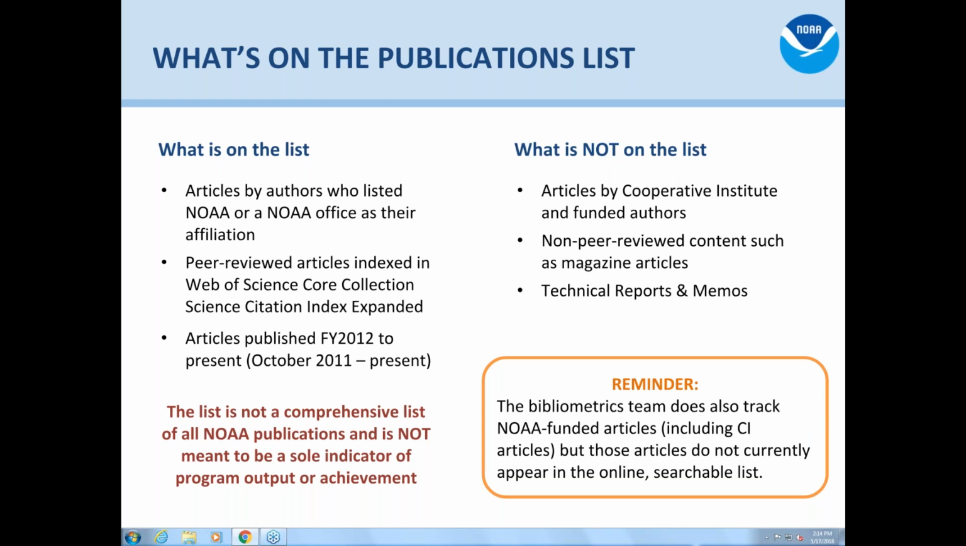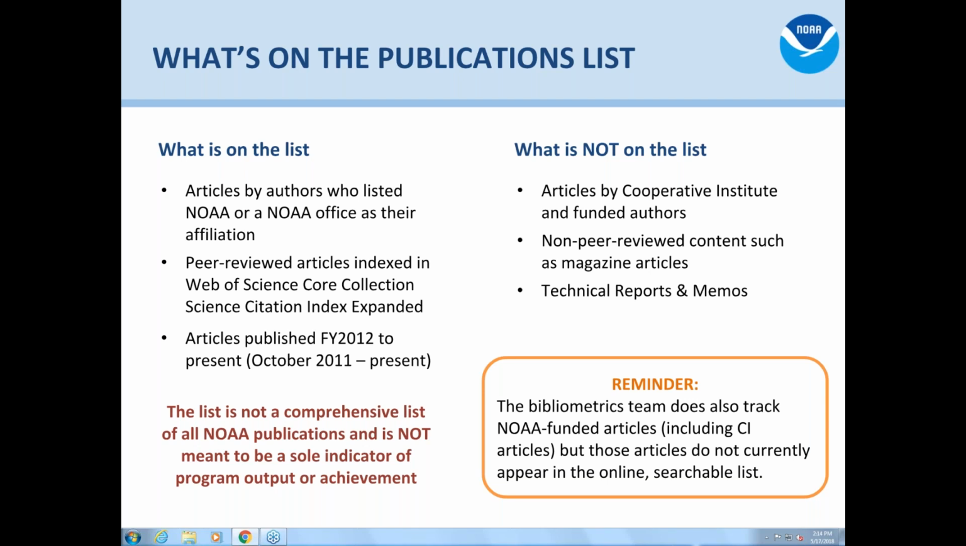So just because you don't see your article yet in the list doesn't mean it won't appear eventually. There is that delay. There's also a really big delay between when an article is accepted for publication and when it is actually published. We list things for the quarter that they are published in, as listed by the journal and Web of Science. The other big problem we see is that the authors of the article may not have listed NOAA as their affiliation.